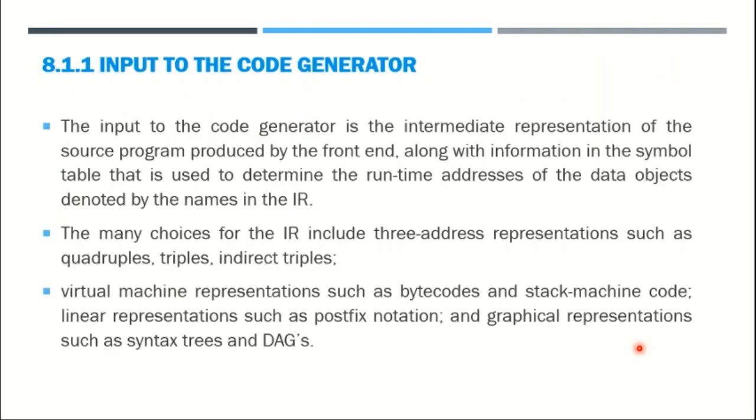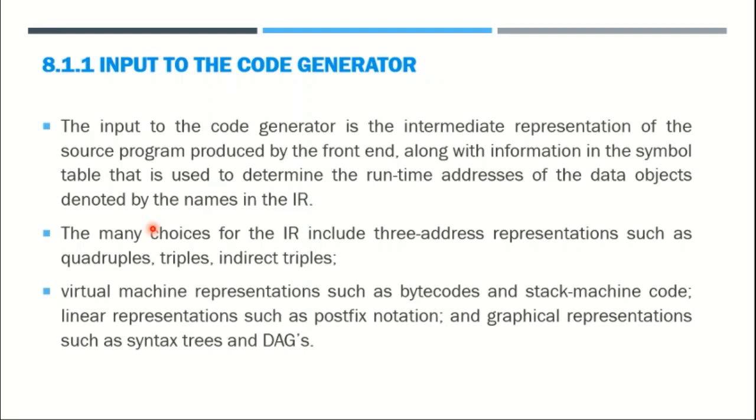First, we discuss the input to the code generator. As we just discussed, that is the intermediate representation of the code. This is the source to the code generator. Along with the intermediate code, we can also give some additional information from the symbol table. This symbol table information helps the compiler at runtime to gather the addresses related to the data objects denoted by the IR representation of the code.